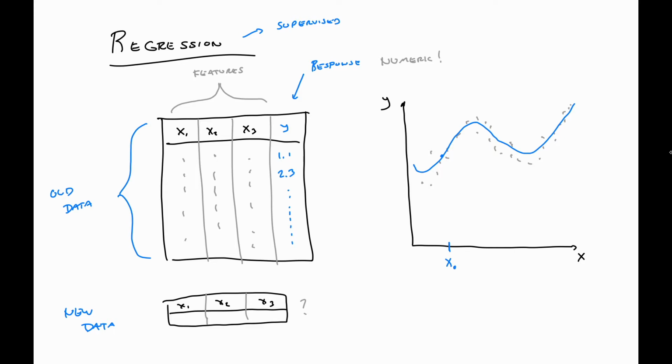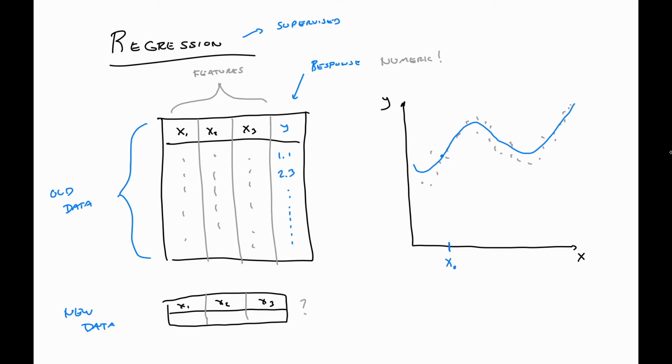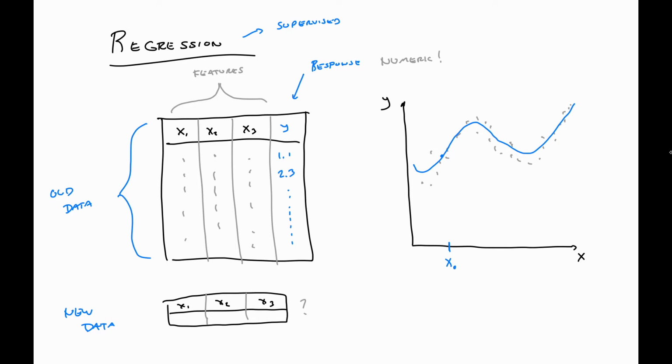So again, we're talking about the supervised task right now, and the parallel to regression is this notion of classification. Classification is just regression. In many ways, sometimes it is technically a regression, but I'm going to call it classification. The only difference is that instead of that numeric response, we have a categorical response.